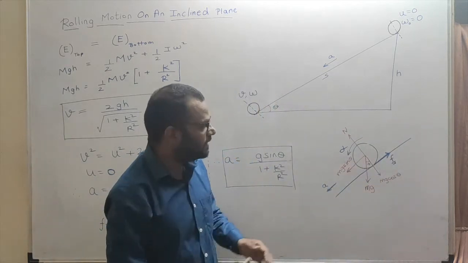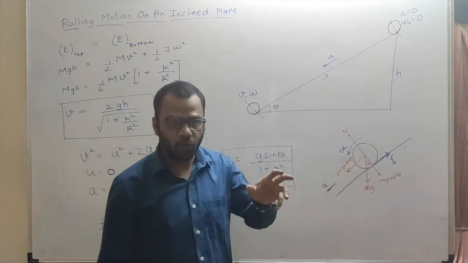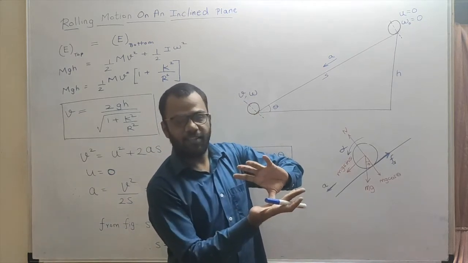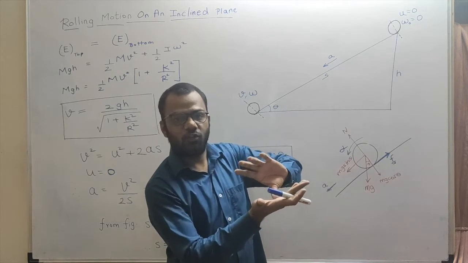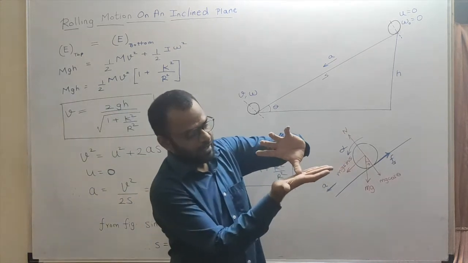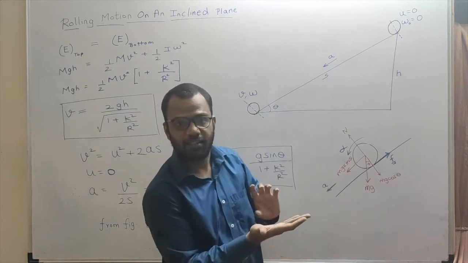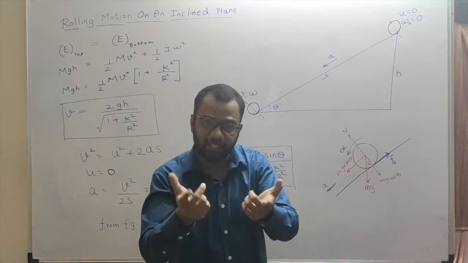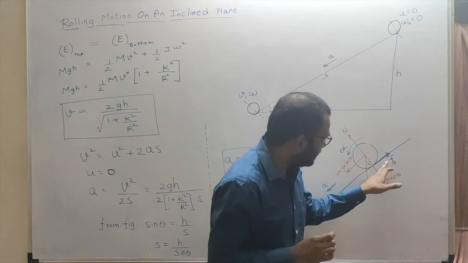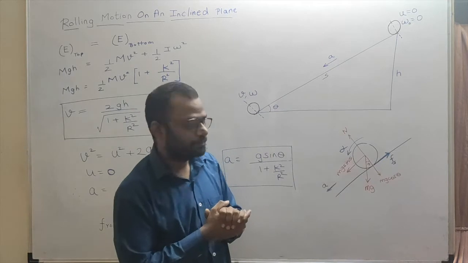Now this frictional force is static force of friction. Why? Because this is pure rolling, and hence the point that is in contact with the surface has its instantaneous velocity always 0. So the same point does not skid on the surface. Otherwise it would have been kinetic friction. Are you getting this? And hence this is the static friction force that will act in this direction as the object is coming down.